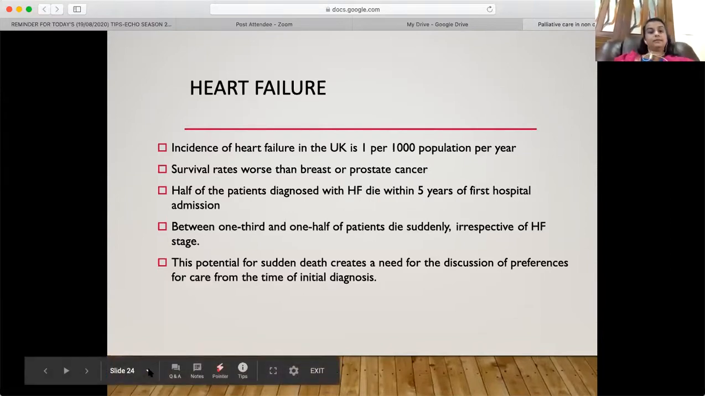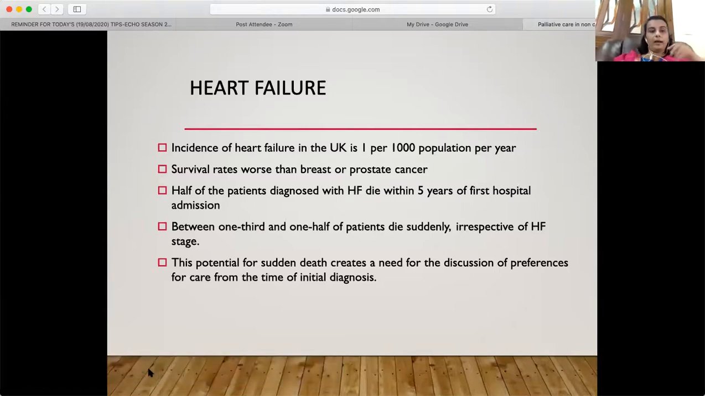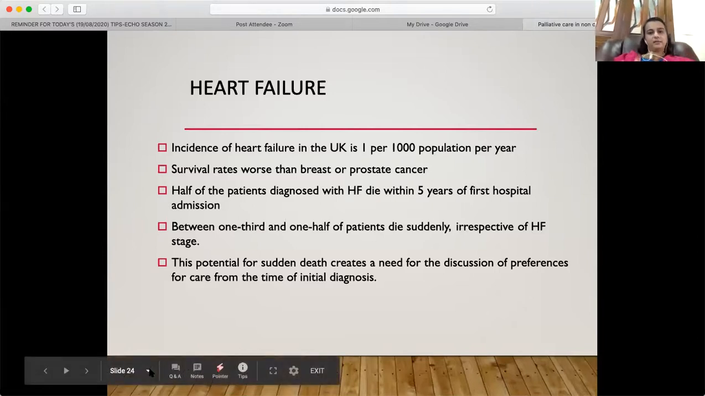The other thing to remember is that one third to one half of patients might have a sudden death, irrespective of the heart failure stage. That is why it's all the more important for us to give them proper symptom control and advanced care planning. It's very important to tell patients so that they are aware that they can potentially have a sudden death.